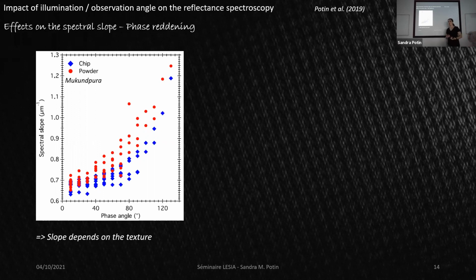And they have a different behavior with the geometry. You can see here the increase of slope is steeper than the one on the chip.